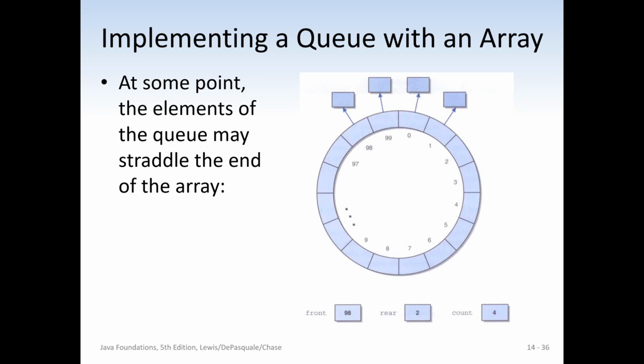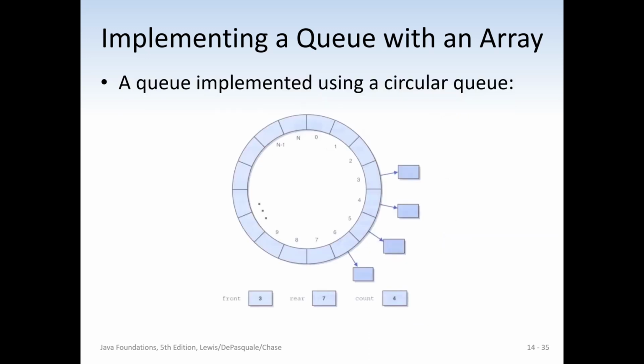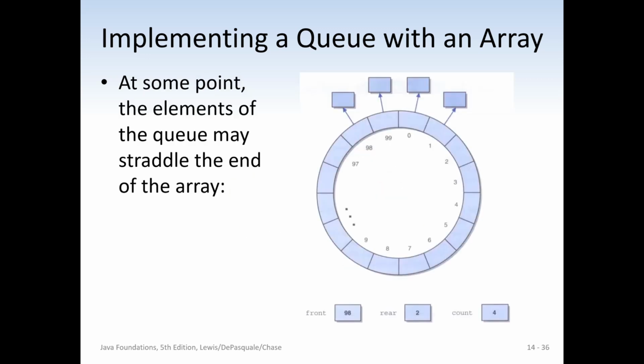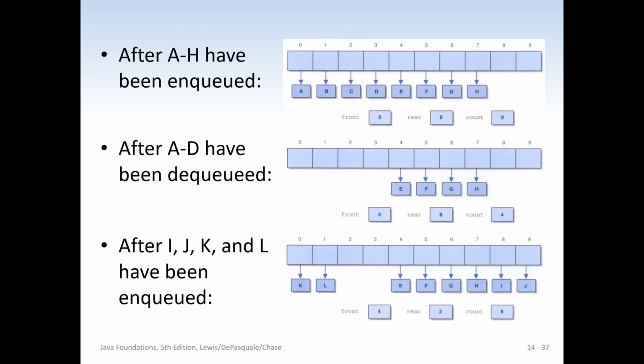The weird thing is that when it moves around like this, at some point the elements of the array are going to straddle the end of the array, right? Normally if you look at the front and the rear, you would expect that the front would be smaller than the rear. But in fact, that doesn't have to be the case. Once this thing loops around that circle, the front could be larger than the rear, if that makes sense to everybody. So we have to think about how we implement this.